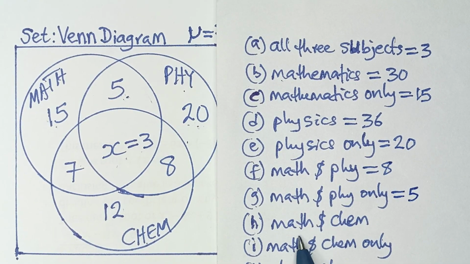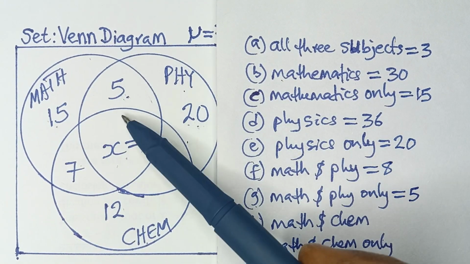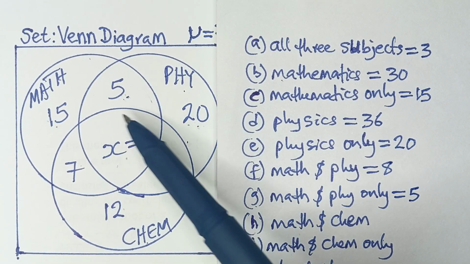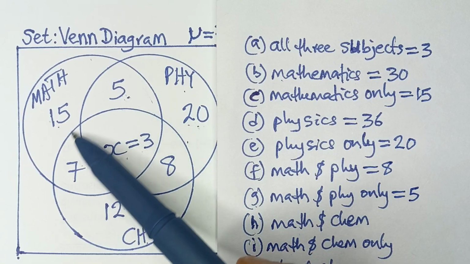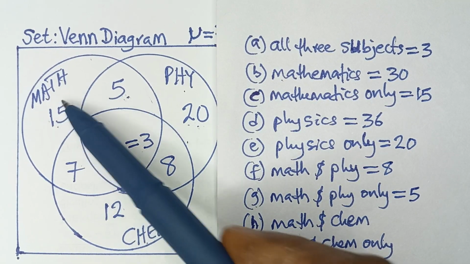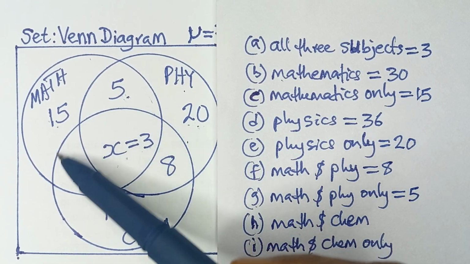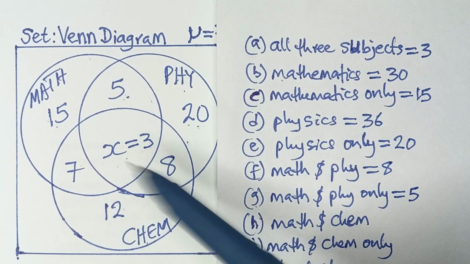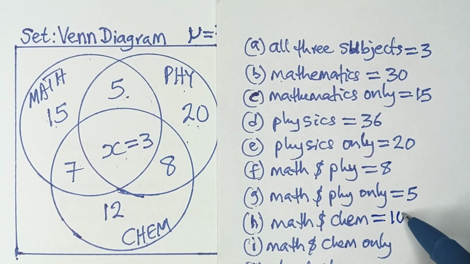Then the next question says those that offered mathematics and chemistry. So we'll look at the mathematics circle and the chemistry circle. Where they intersect, it is actually this portion. So the number of students that offered mathematics and chemistry will be 7 plus 3, indicating the portion where they intersect. So 7 plus 3 is 10. So those that offered mathematics and chemistry is 10 students.